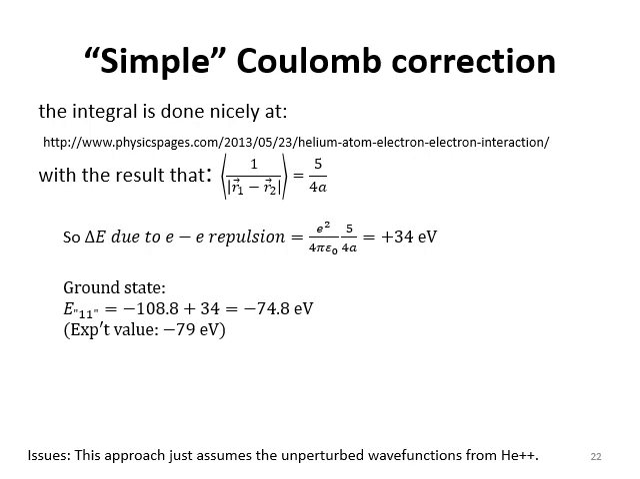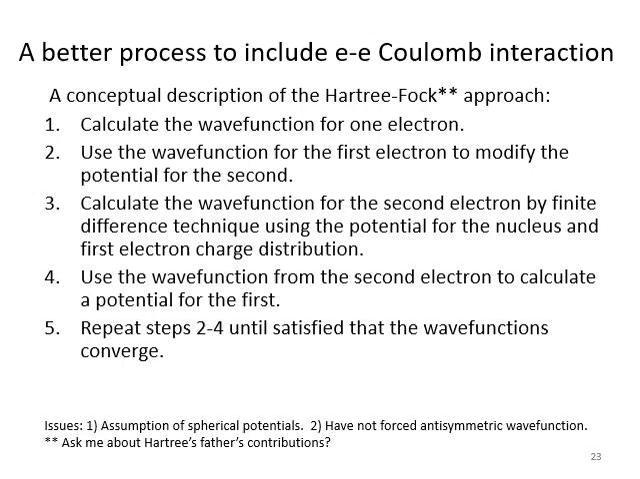So the ground state now comes out to be 74.8 electron volts, where remember the experimental value is 79. So we're only off by 5, but that's still not good enough to actually make chemistry predictions. So we want to do better. And we've ignored everything that I started with in this lecture. So let's take a look at better ways to include the electron Coulomb interaction.